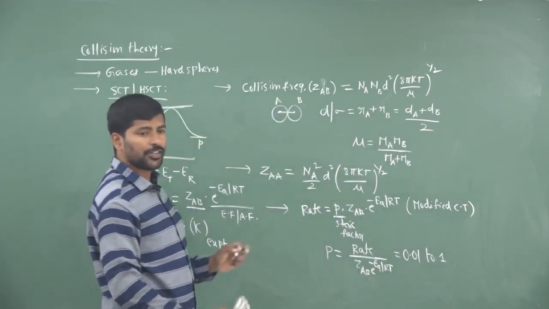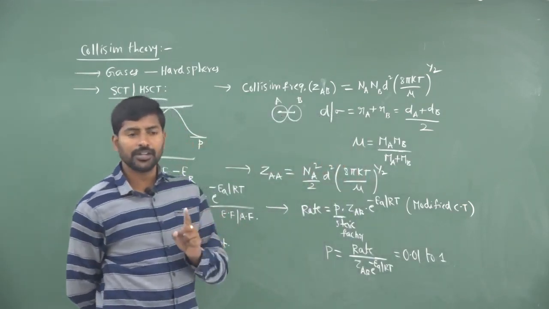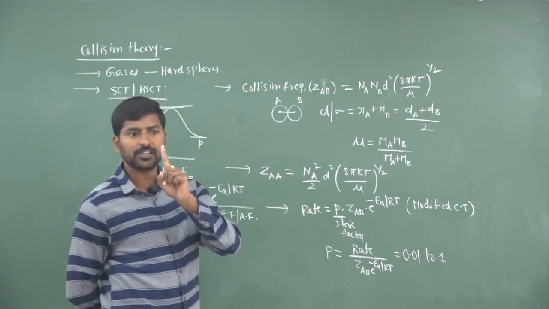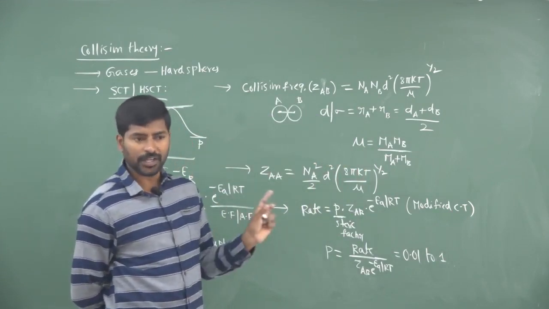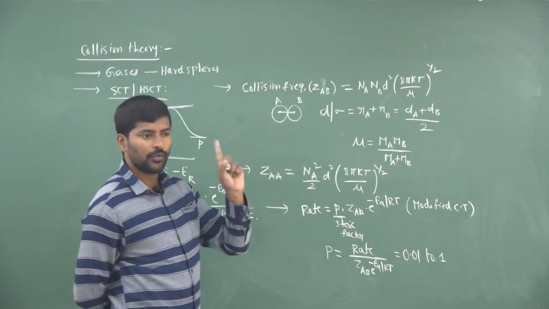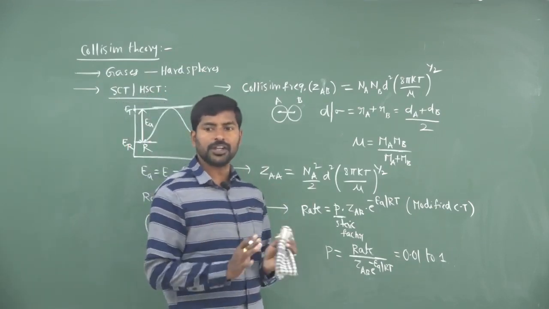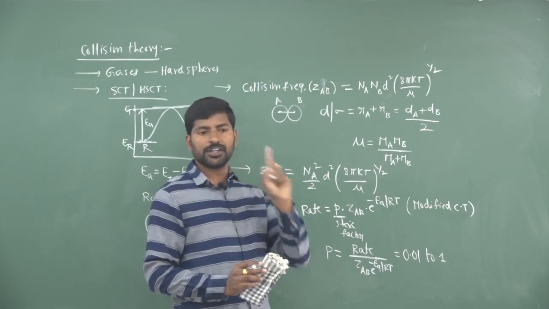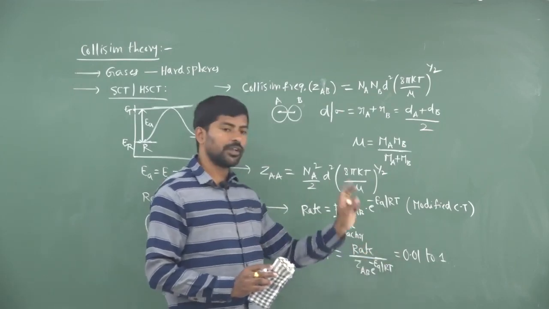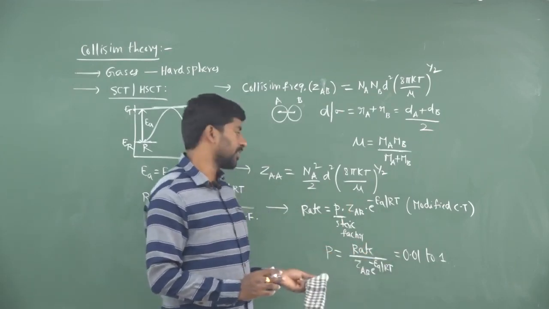P value 0.01 means out of 100 collisions, only one collision is satisfying the orientation condition. 0.01 means 1 by 100. If P value is 0.01, that means out of 100 collisions, how many collisions are satisfying the orientation factor condition? Only one.